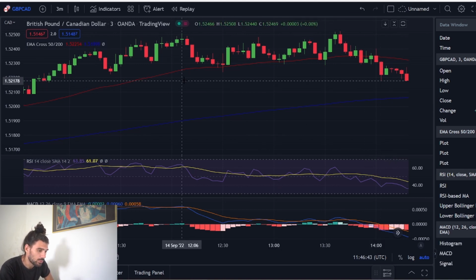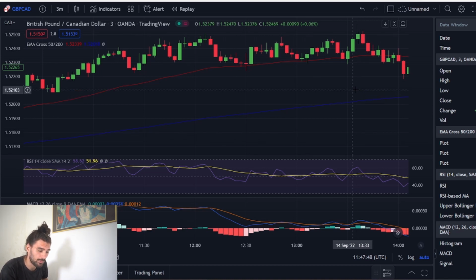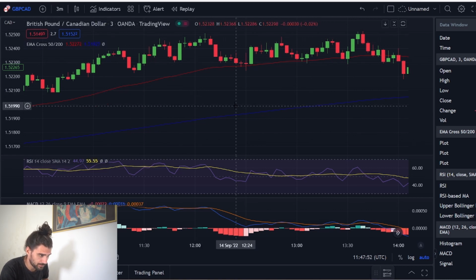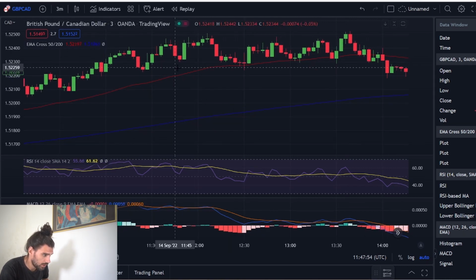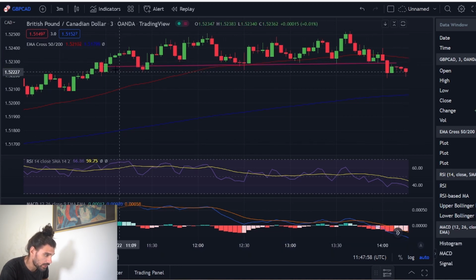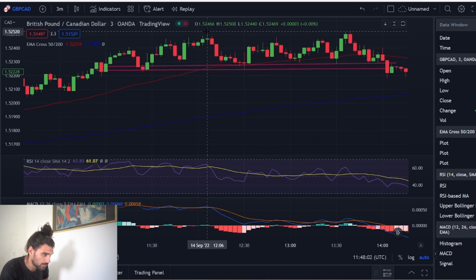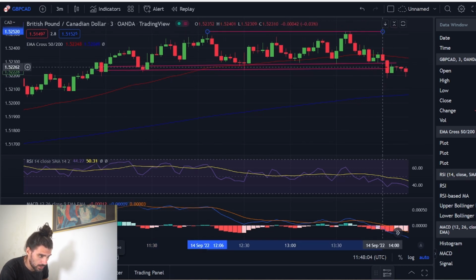So now what I'm looking for is an entry. My entry might be on the 1-minute chart, on the 3-minute chart, or the 5-minute chart, depending on where I can find my best entry. So here on the 3-minute chart, this was my structure. We had the break.